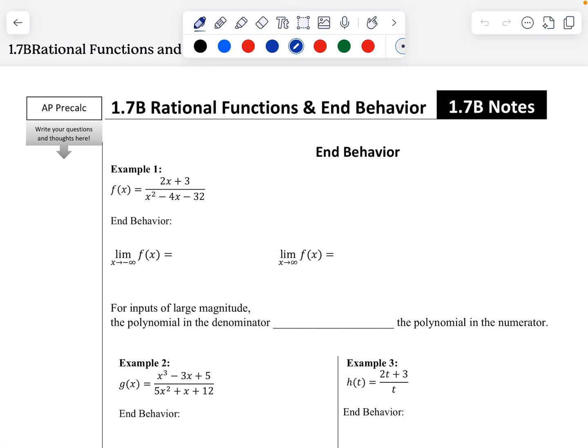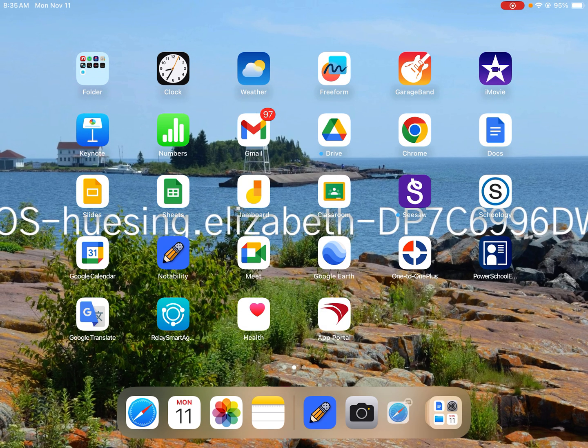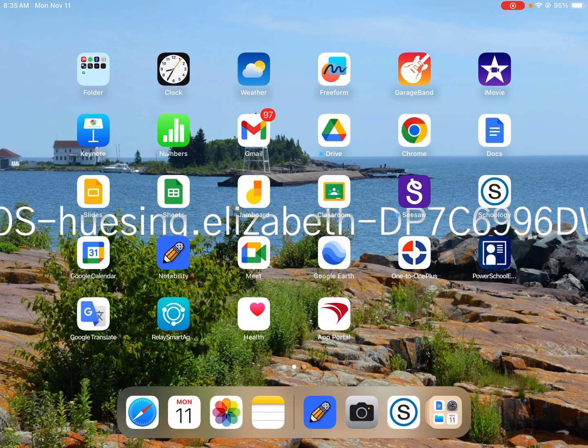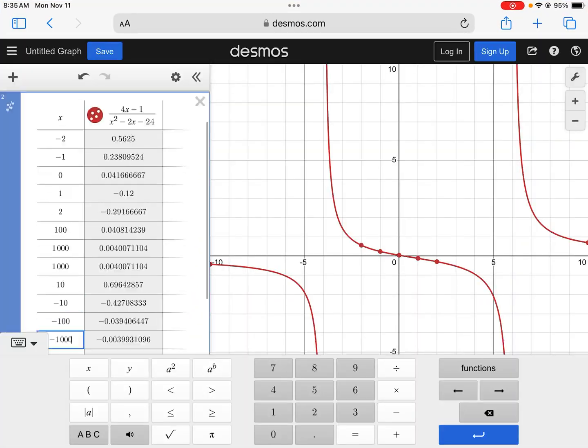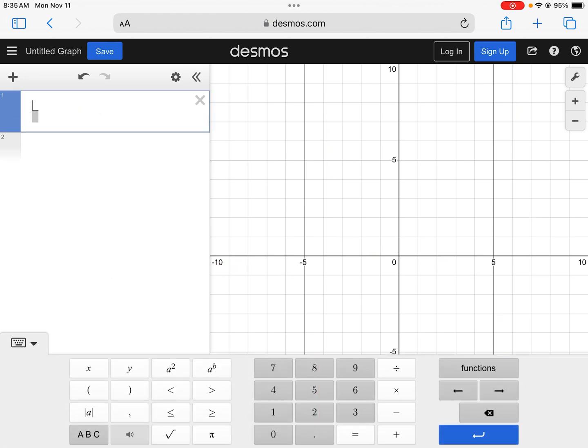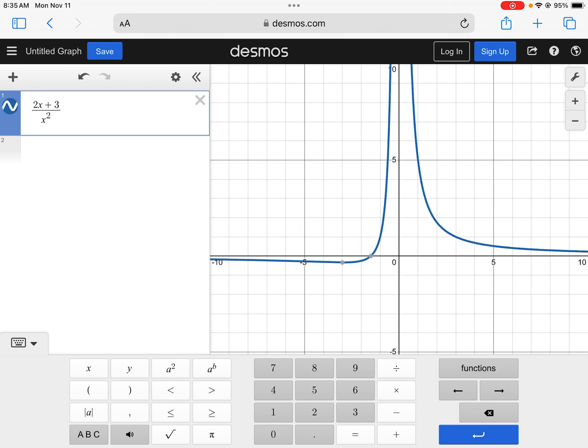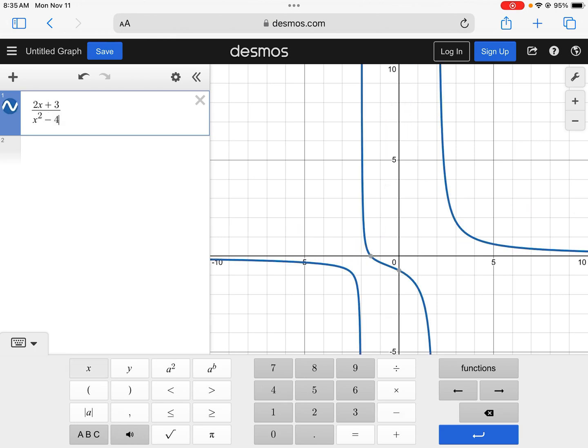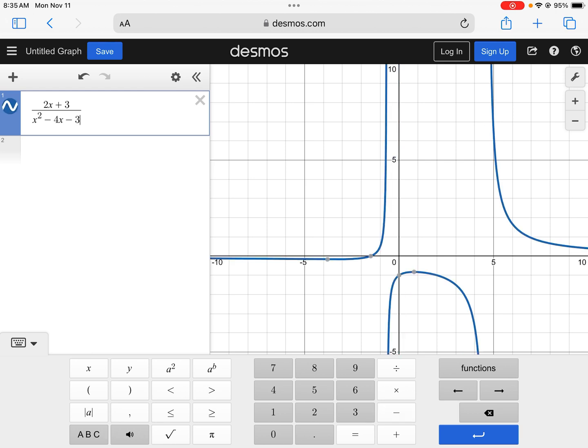So we are going to look at our second day of end behavior. Remember, end behavior is what's happening at the end of the graph. So let's take this and plug it into Desmos here. We have 2x plus 3 on top, and on the bottom, x squared minus 4x minus 32.